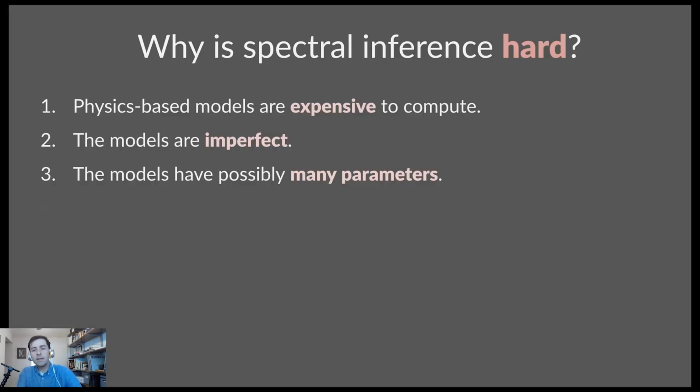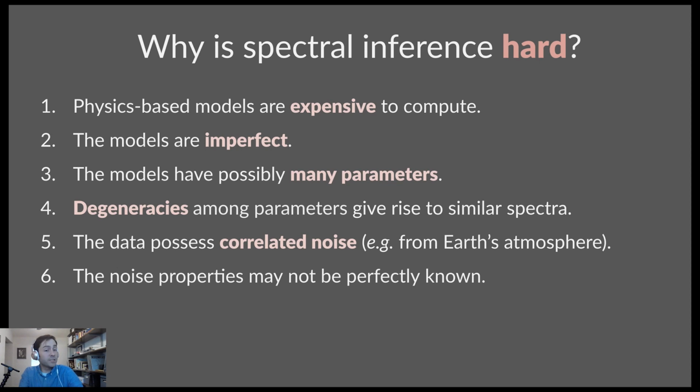So why is spectral inference hard? So physics-based models are expensive to compute in general. They involve things like oscillator strengths of all the atoms and molecules present in your photosphere, maybe solving for the scale height of your atmosphere and other physical properties. The models are imperfect. The models possibly have very many parameters. There are degeneracies among those parameters that give rise to similar spectra. The data themselves might have correlated noise, as we've seen from the Earth's atmosphere. And you might just not know the noise properties of your spectrograph or your data perfectly.